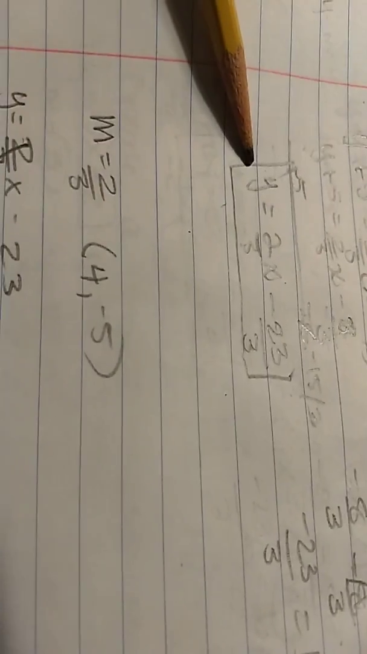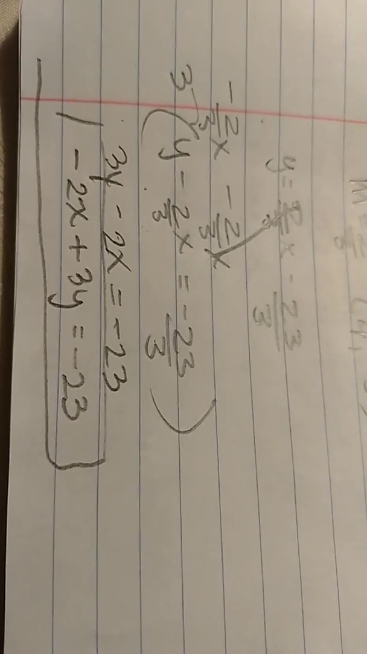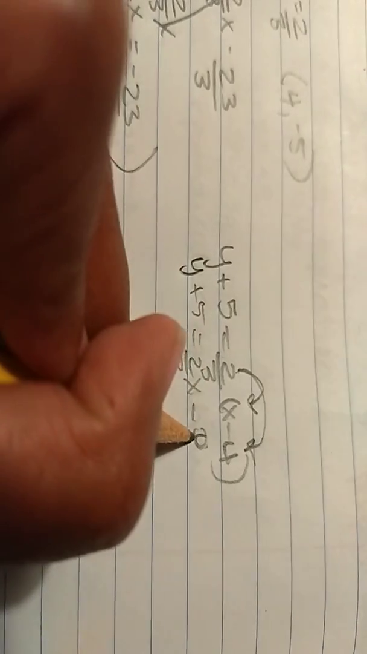But honestly, guys, that's a lot of work. To do this, you would have had to start with your point slope form, then convert it to your slope-intercept form, then convert it to your standard form. That's a lot. So another option is when you have your point slope form, distribute your 2/3 and you get y plus 5 equals 2/3 x minus 8 over 3.